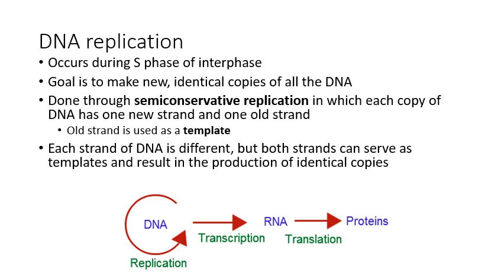So the goal at the end of DNA replication is to make 2 identical copies of the DNA. And it's going to do this through a process called semi-conservative replication. So who wants to paraphrase that term to me? Semi-conservative replication. It replicates some stuff, right?